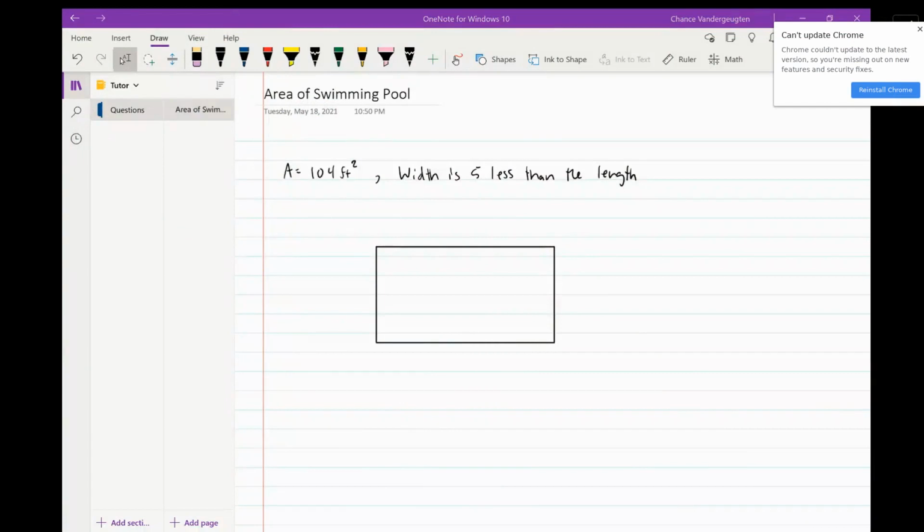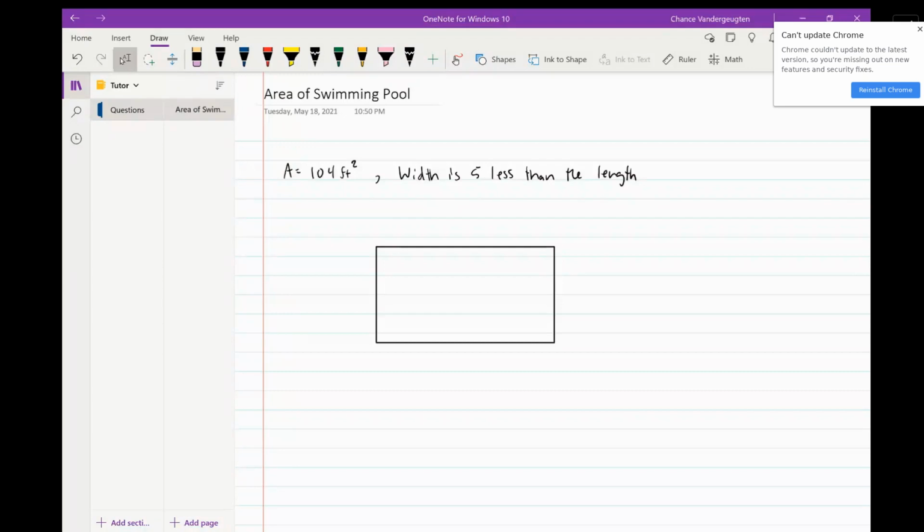So let's go ahead and start by reading the question. The area of a swimming pool is 104 square feet. The width of the pool is 5 less than the length. Calculate the width and the length of the pool.